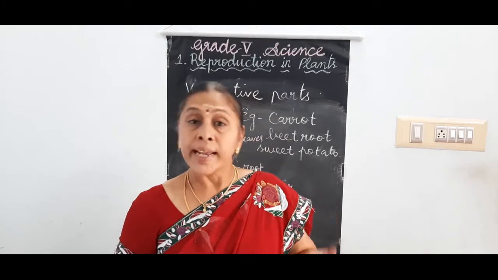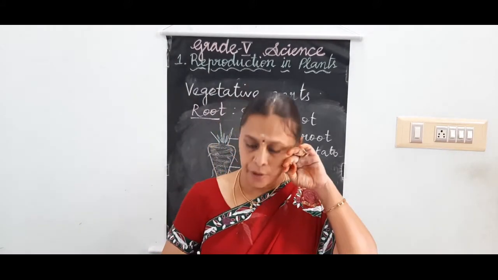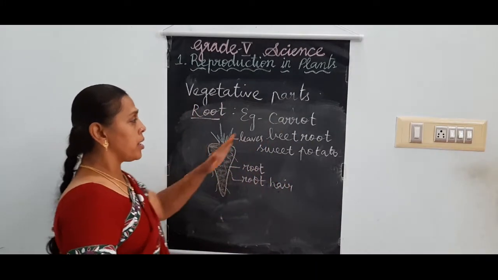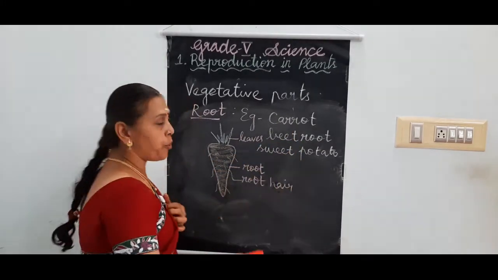Sweet potato, in the same way only beetroot. That also you know. This is not a beetroot, everything. And this is the example for reproduction through root. Carrot, beetroot, sweet potato.